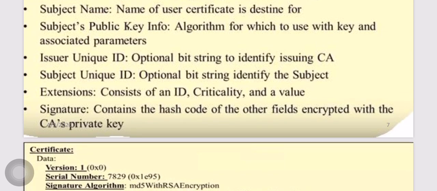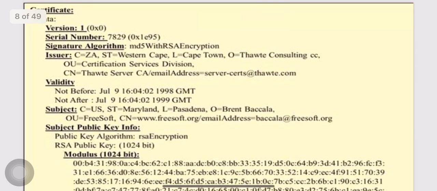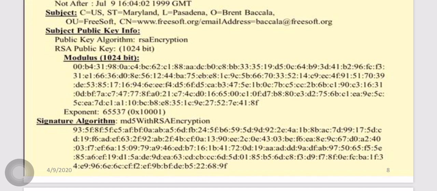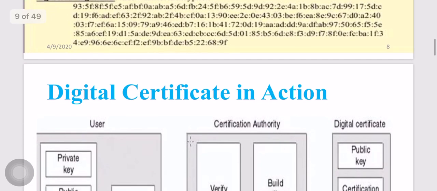Let us see an example of the format we saw. In the example, the version is 1, the serial number is given as some hexadecimal number, followed by the signature with the RSA encryption algorithm, the issuer name followed by email address, followed by the validity, that is from date and to date, and the subject, the one who required that certificate, followed by the public key information, followed by the long modulus value, and at last followed by the signature of the algorithm.